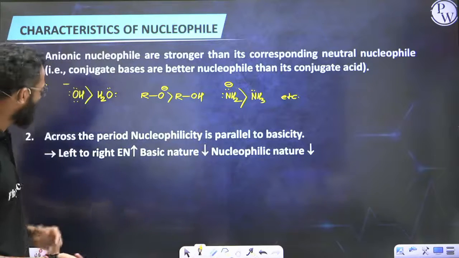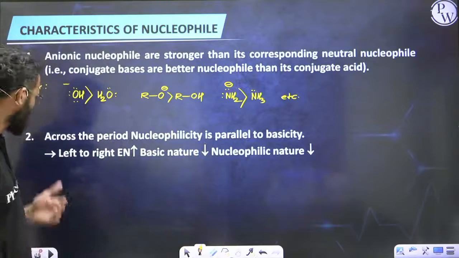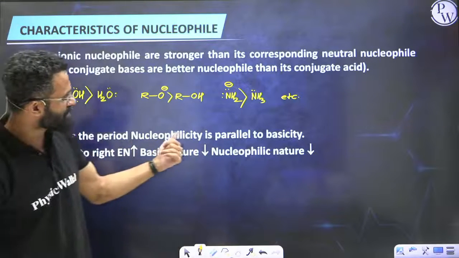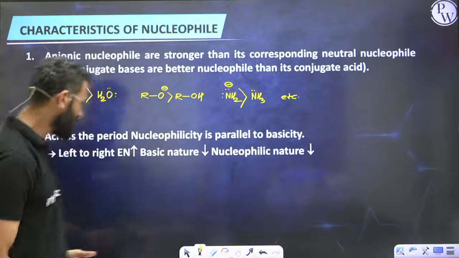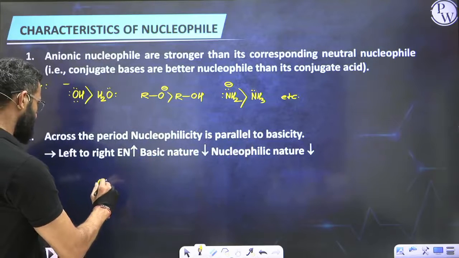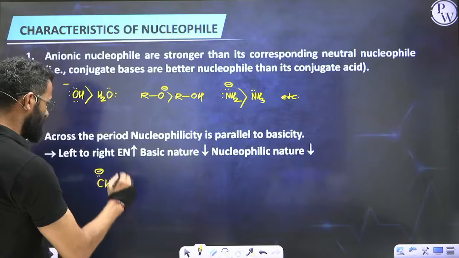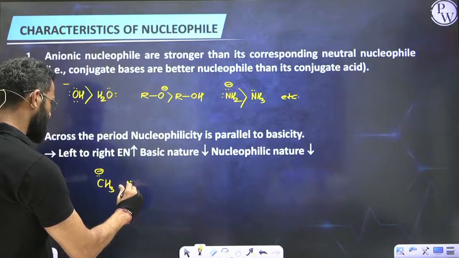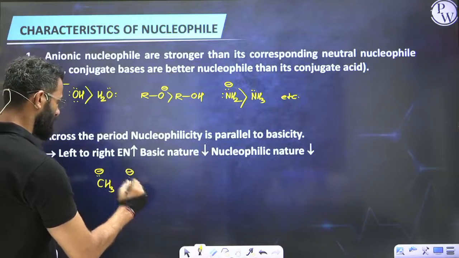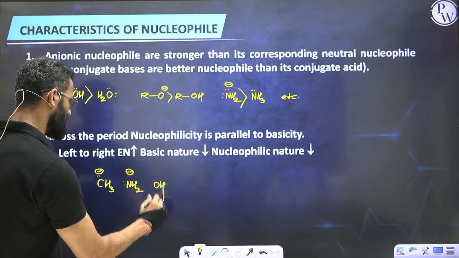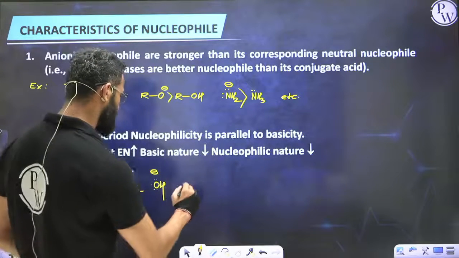Across the period, this is what we have discussed already. We are just putting it again. Across the period, nucleophilicity is parallel to basicity. Just now we saw, if we have CH3 minus, this is what we have discussed, and you compare that with amide, with hydroxide, and fluoride.